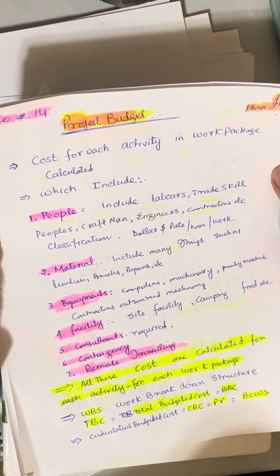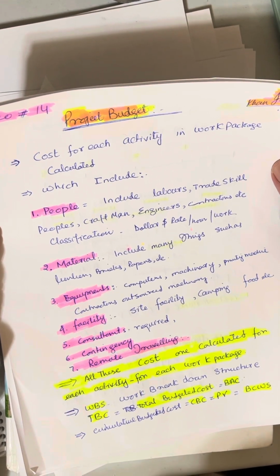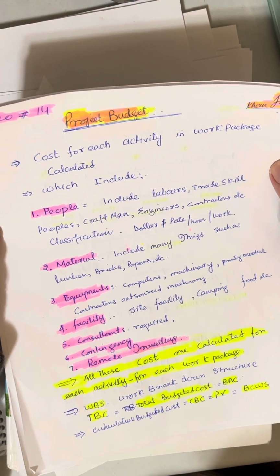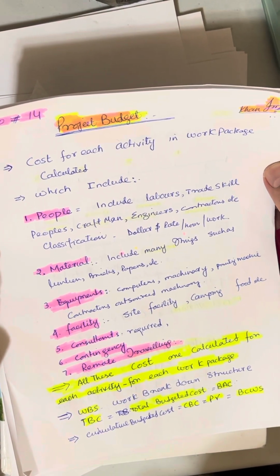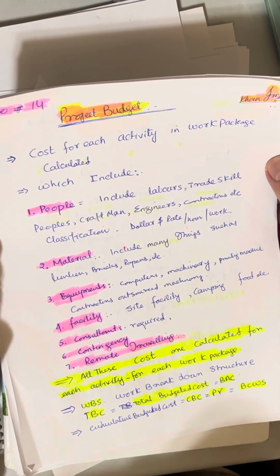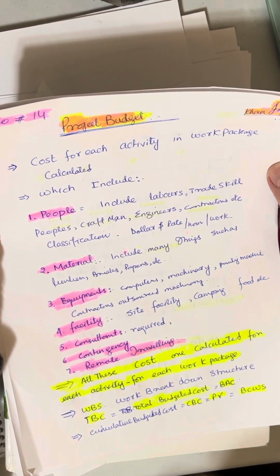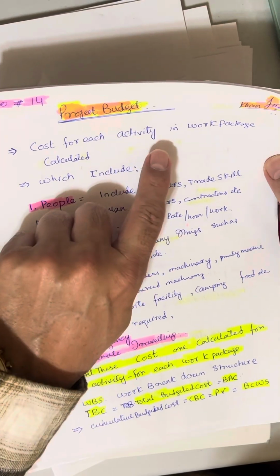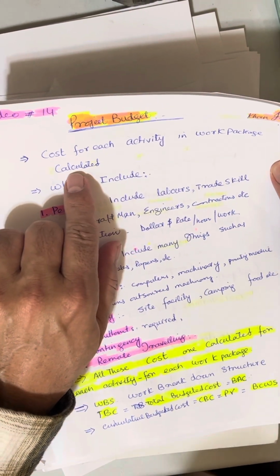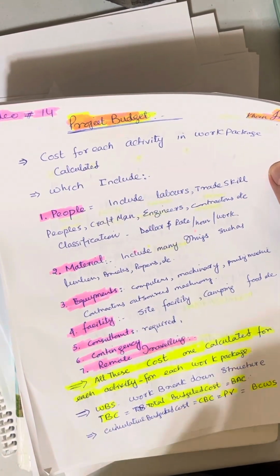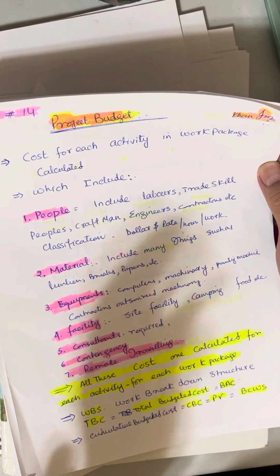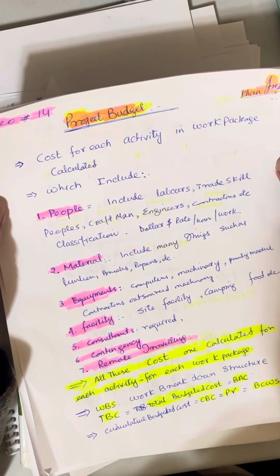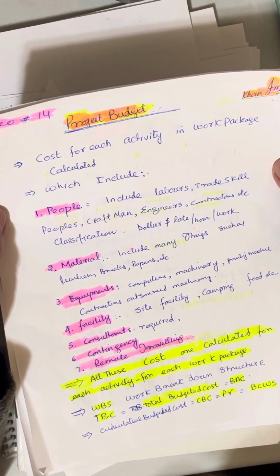Budget is the money which we spend on the project to achieve our project objective. So how can we calculate the budget and the cost of our budgets? It is done by calculating the cost for each activity in a work package. Remember the work breakdown structure of the wedding ceremony or other project which I did in the last videos. There are different work packages.